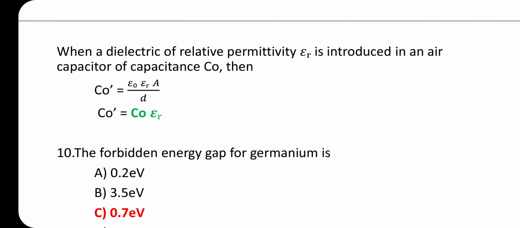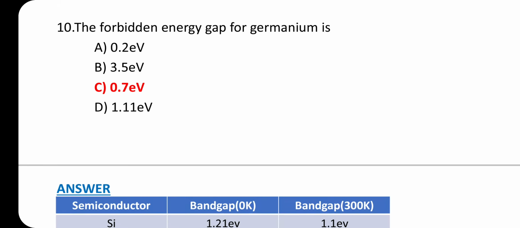When a dielectric of relative permittivity epsilon R is introduced in an air capacitor of capacitance C0, then C0 dash equal to epsilon naught into epsilon R into A by D. We know that C0 equal to epsilon naught A by D. Therefore, C0 dash equal to C0 into epsilon R.